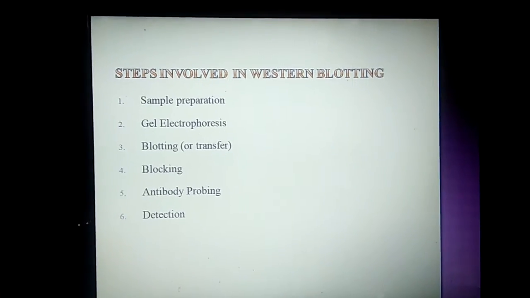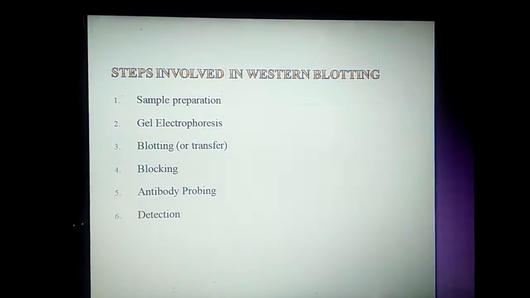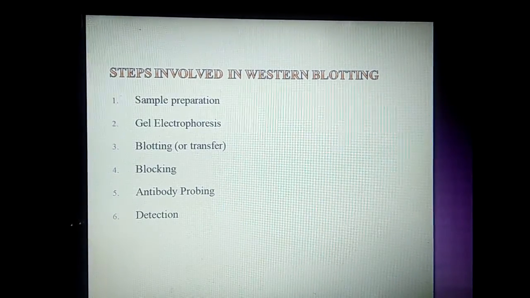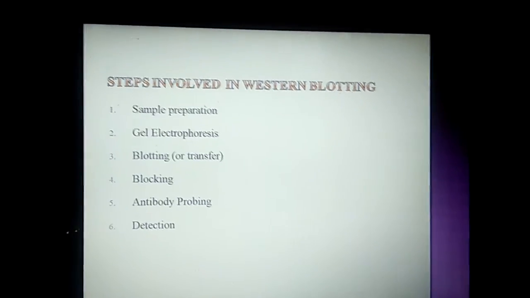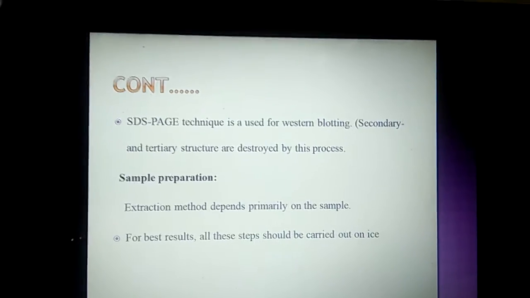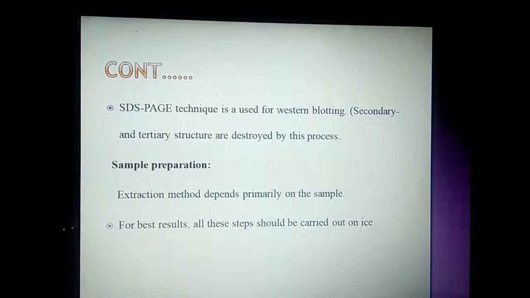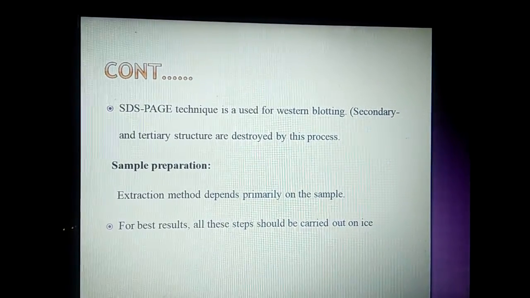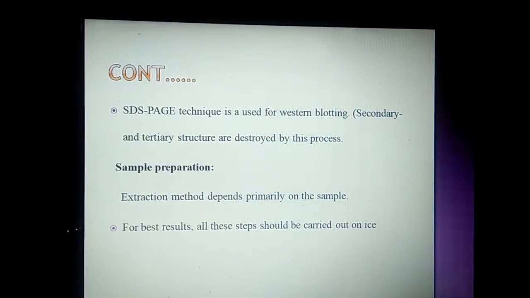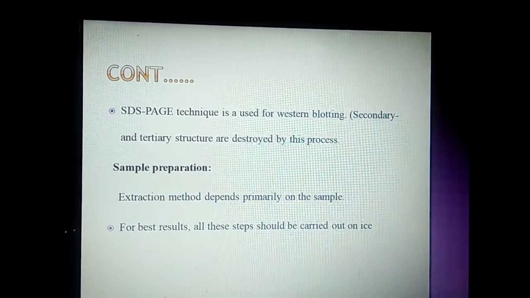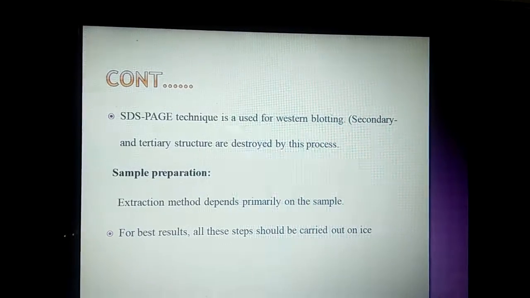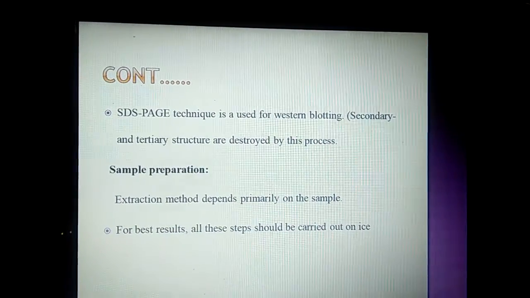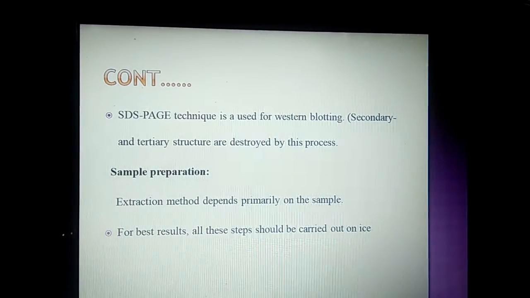There are six basic steps involved in the Western blotting. The first one is the sample preparation. Next are the gel electrophoresis, blotting, blocking, antibody probing, and detection. Let's start with the processes. First of all, the SDS-PAGE technique is used for Western blotting purposes. SDS-PAGE stands for sodium dodecyl sulfate polyacrylamide gel electrophoresis. That means in the electrophoresis process, the gel used is the polyacrylamide gel.